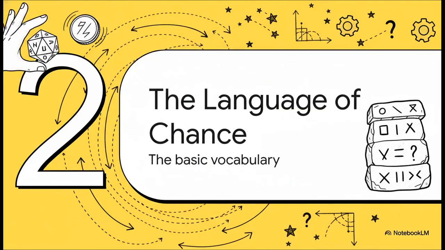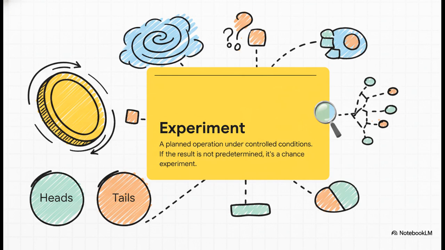Okay, so if we're going to talk about chance, we all need to be speaking the same language. Think of this next part as learning the absolute basic vocabulary. Once you get these key terms down, I promise everything else is going to start clicking into place. First up is the word experiment. And no, we're not talking about lab coats and bubbling beakers here. In probability, an experiment is just any process where you don't know the exact result ahead of time.